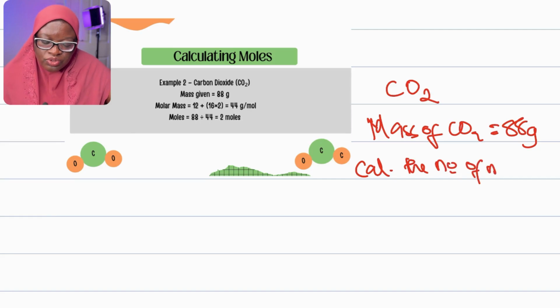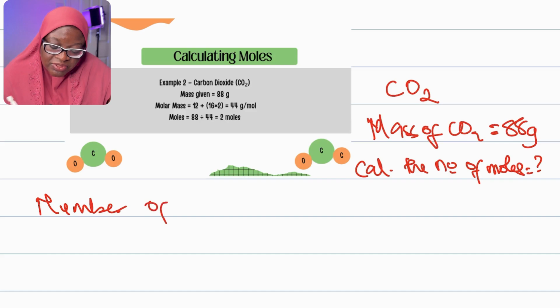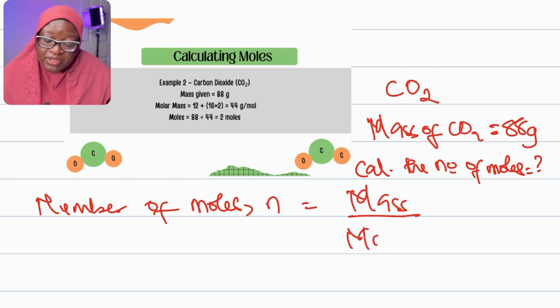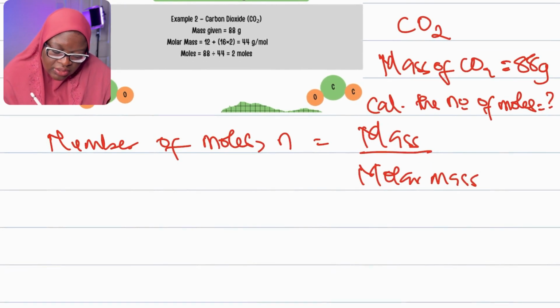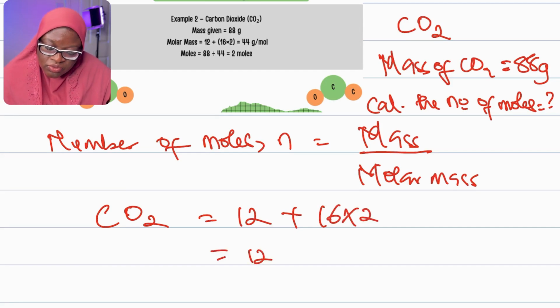That is what we don't know. And we know that number of moles, represented as N, is equal to mass over molar mass. We've already been given the mass. Let's calculate the molar mass of CO2 again. CO2 is carbon and oxygen. Carbon is 12, and we have two atoms of oxygen, so 16 times 2. That is 12 plus 32, which is equal to 44 grams per mole.